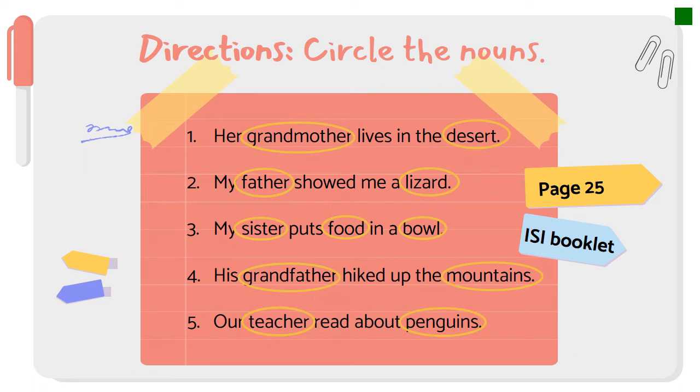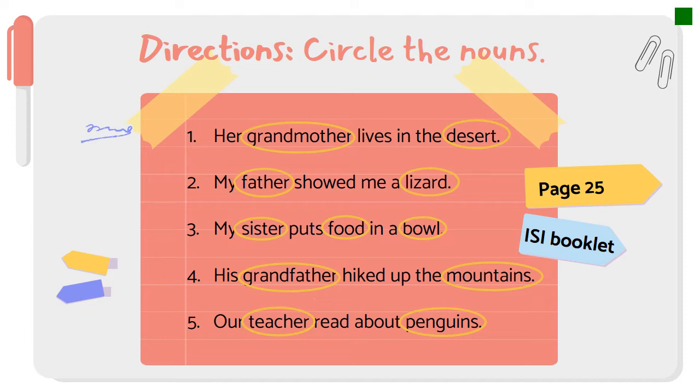Let's practice. Now we have to read each sentence and circle the nouns. Ready? Let's start. The first sentence. Her grandmother lives in the desert. Let's look for the nouns. I see the word grandmother names a person. And which noun names a place? We have the word desert, right? So in this sentence we have the word grandmother and desert.